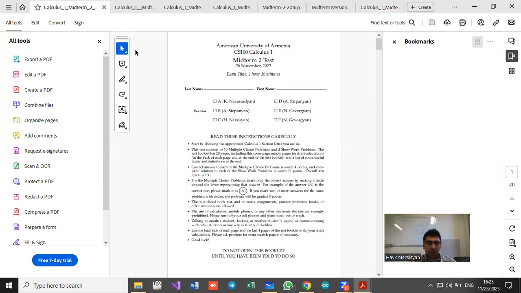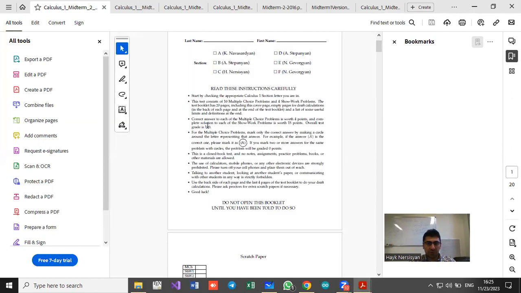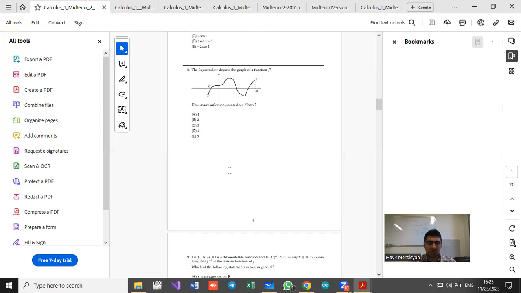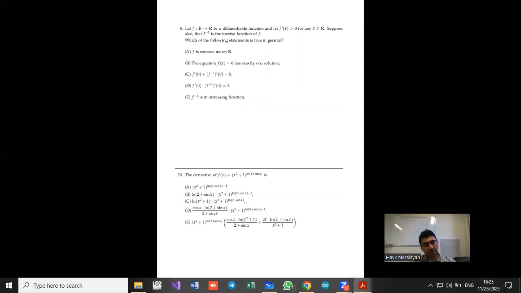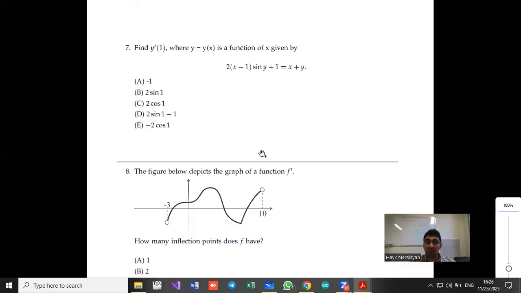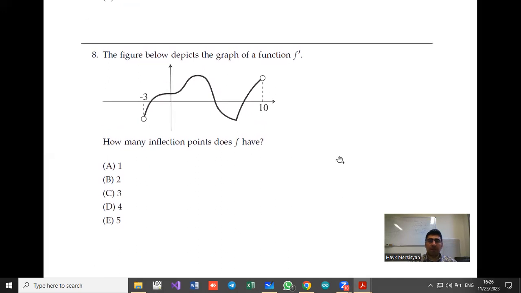2022. Multiple choice number 8. Okay, so given the graph of f prime, this is the graph of f prime, and we should calculate the inflection points. From f prime, how can we understand inflection points?